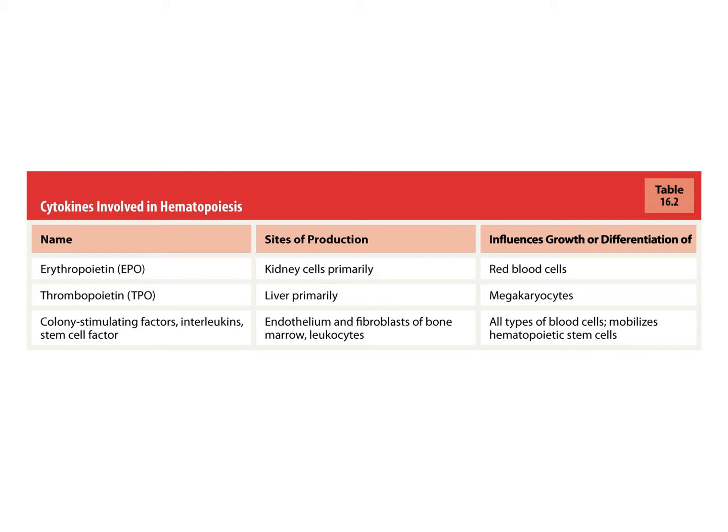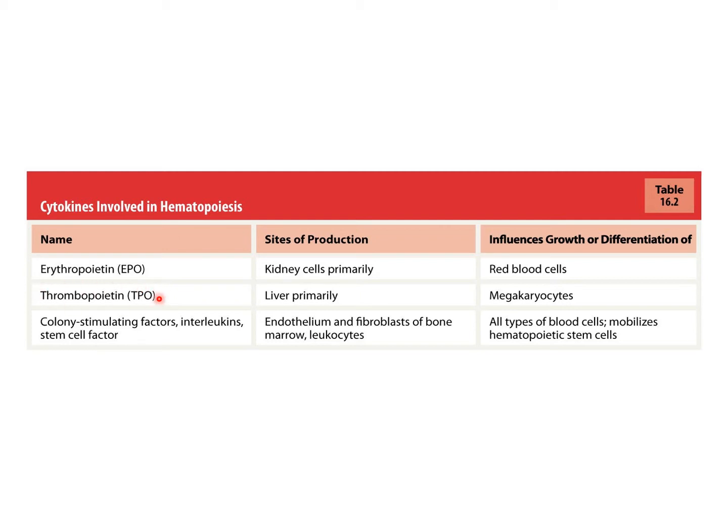On the therapeutic side, people who are experiencing anemia will often be prescribed EPO in order to boost their red blood cell count. People undergoing chemotherapy, what happens is by giving them EPO, they get more red blood cells, they tend to feel a little bit better, and so forth. Thrombopoietin, TPO, will drive the formation of megakaryocytes and increase platelet concentration.